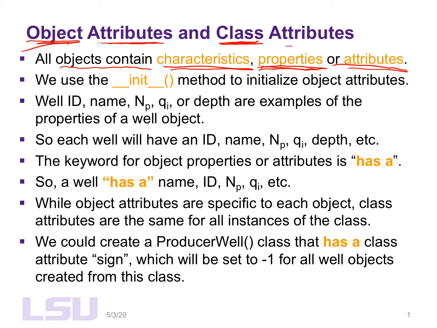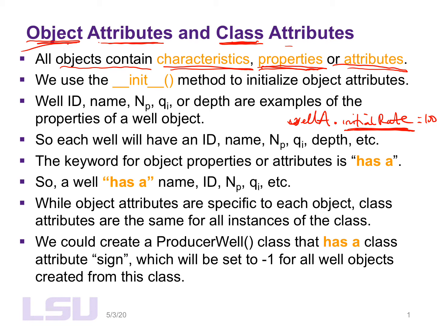Object attributes are tied to the object and they will generally be accessed by the name of the object, say, a dot initial rate, for instance. So this is an object attribute. It's an attribute of a, and you can set it to whatever value, for instance, say 100.